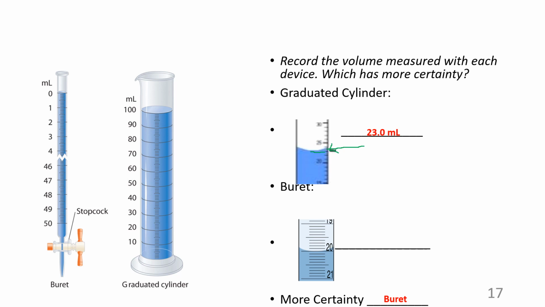For the burette, we have a meniscus that is just below the 20 line, but before the 20.1. So we can estimate it at 20.01 or 20.02 milliliters. We can see that because the burette is giving two decimal places, it will have more certainty than the graduated cylinder.